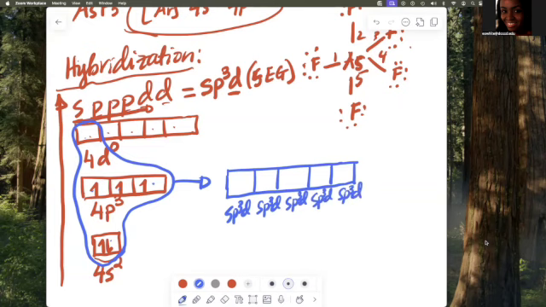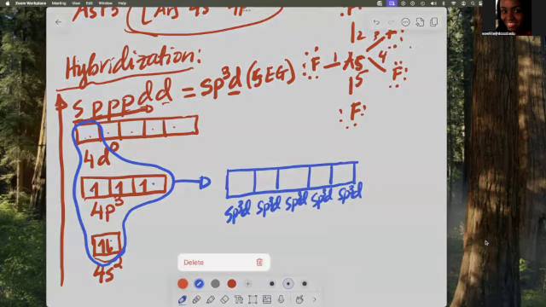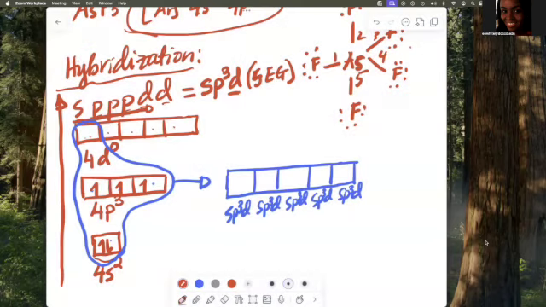There are 4 boxes of the d level I did not use, which are the unhybridized orbitals. I'll leave them as 4d0 right here, left over just in case I need them. Now I take my electrons from the regular orbitals and place them in the hybrid orbitals. So I take 1, 2, 3, 4, 5 electrons and place them here.